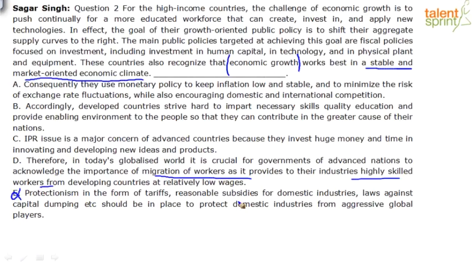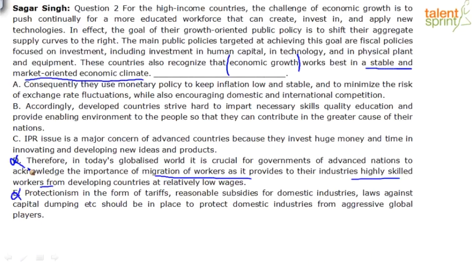In fact, D is, I would say, contradicting, right? If you're saying it is crucial for governments of advanced nations to acknowledge the importance of migration of workers as it provides to their industries highly skilled workers from developing countries at relatively low wages, we can quickly relate it to the H1B visa issue that's happening currently, right? Trump is doing exactly the opposite. Why? Because there's already instability in the American economy, the US economy, right? So here D is completely contradicting what will create a stable and market-oriented economic climate, right? And it's not even related to the context here. I will eliminate D.